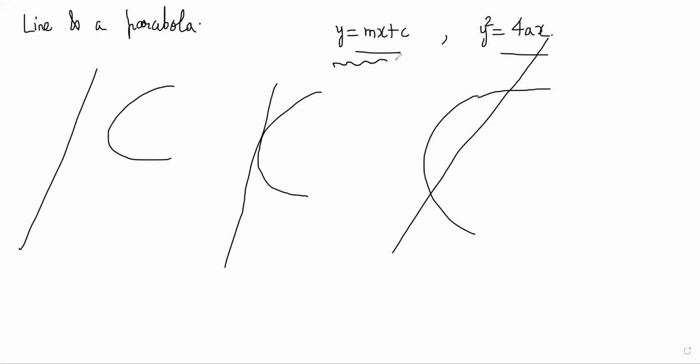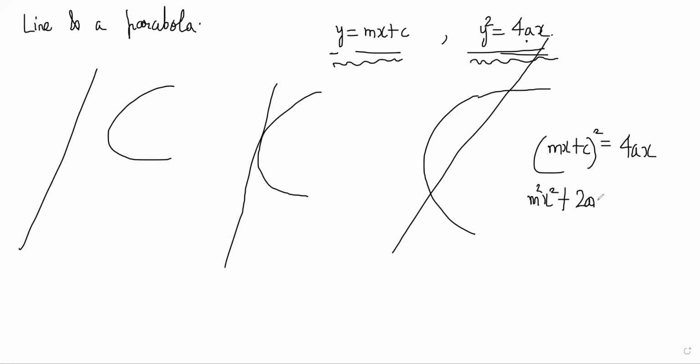So in order to do this, what we will do is we'll solve the line equation with the parabola equation. Basically, put y is equal to mx plus c in this. By the method of substituting one equation in the other, what you are really trying to find is the point of intersection, right? So if you try to solve this, you'll get (mx plus c) whole square is equal to 4ax, and that will be m square x square plus (2mc minus 4a) into x plus c square is equal to 0, right?